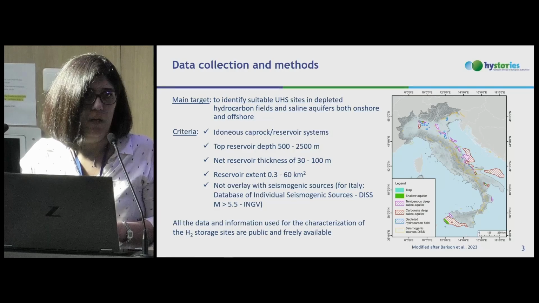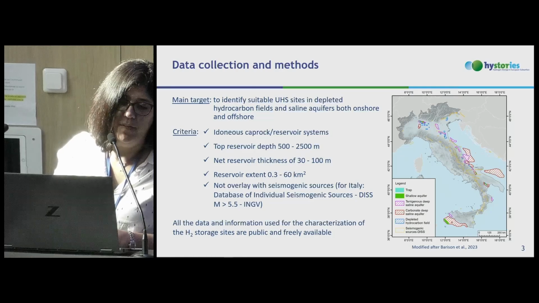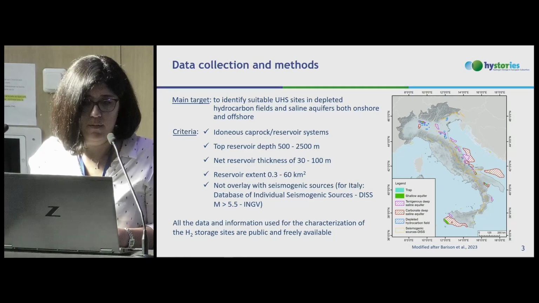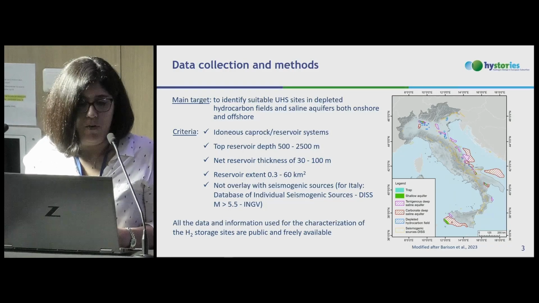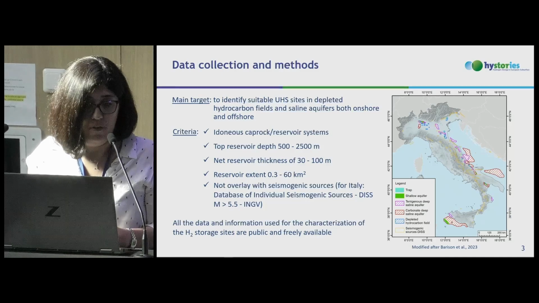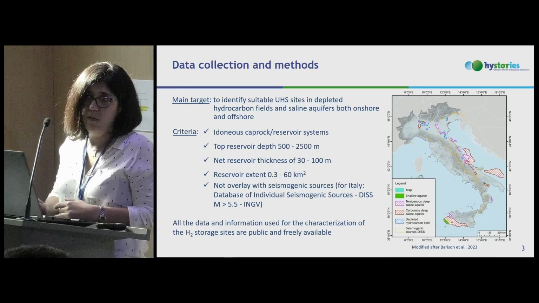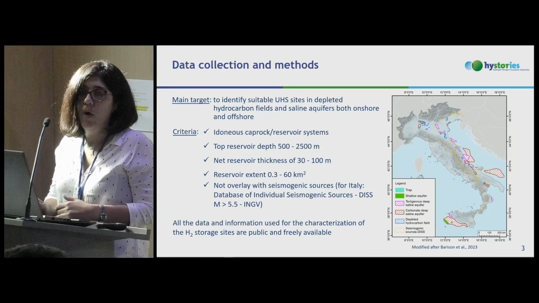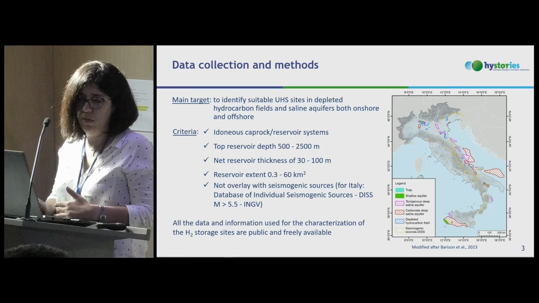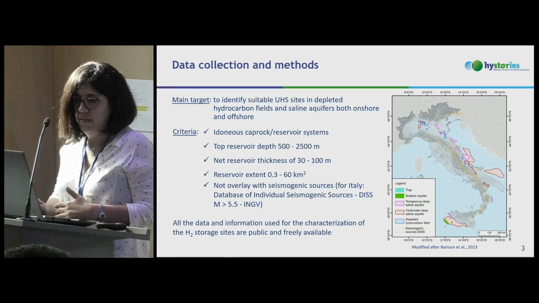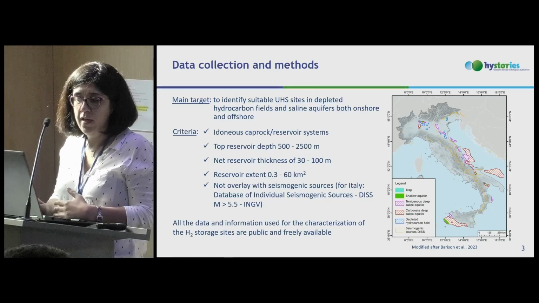Also, we have to consider some other aspects, such as the presence of seismogenic sources. Italy is a very seismic area, so we have to keep in mind when we choose our areas that there are no seismogenic sources nearby. For Italy, we consider the database from the National Institute of Geophysics and Volcanology, where the seismogenic sources that generated earthquakes with a magnitude bigger than 5.5 are collected. And then, of course, as for all the Hystories partners, all the data should be free and publicly available.